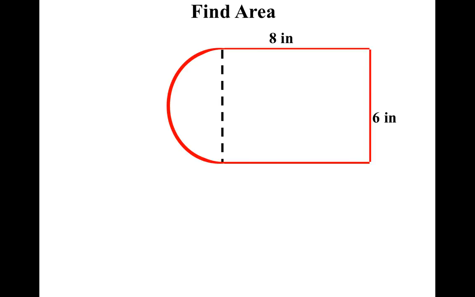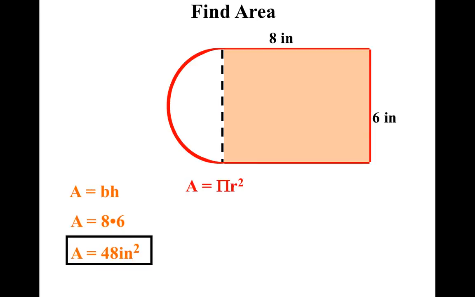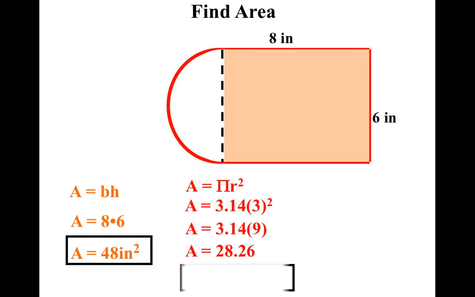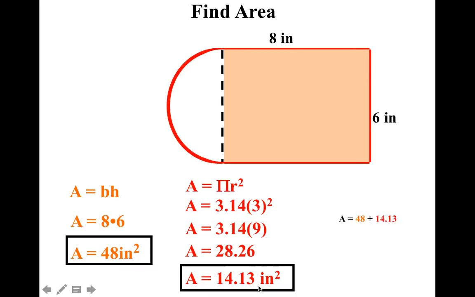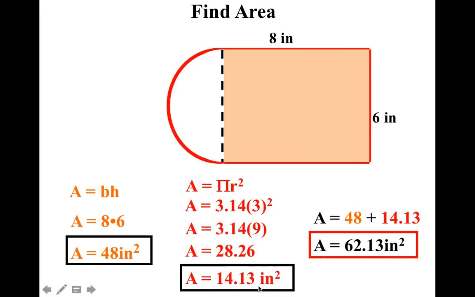You guys, try this one. Hint, it's a rectangle and a half a circle. Okay, I'm back. Now the rectangle is probably pretty easy. The half a circle, just remember, to find the area, you have to take the area of the whole circle, divided by 2. So 28.26, half of that would be 14.13. And now just add those together, and you get 62.13 inches squared.